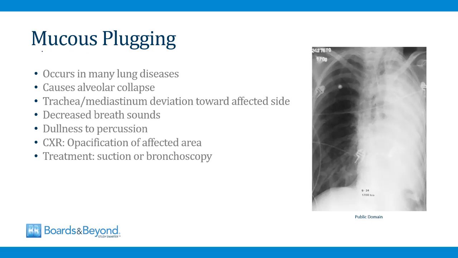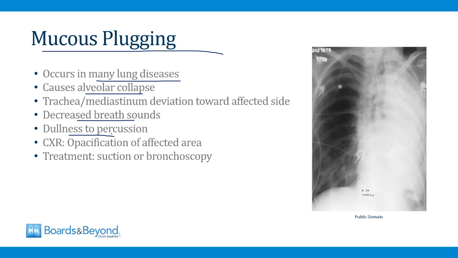I'll finish with this slide on mucus plugging. Mucus plugging refers to a glob of mucus that rolls down the airway and obstructs one of the bronchi. This occurs in many lung diseases, and it's very common in patients on ventilators, and it causes airway collapse and limits ventilation. When an area of the lung is affected by a mucus plug, there will be decreased breath sounds in that area and dullness to percussion.